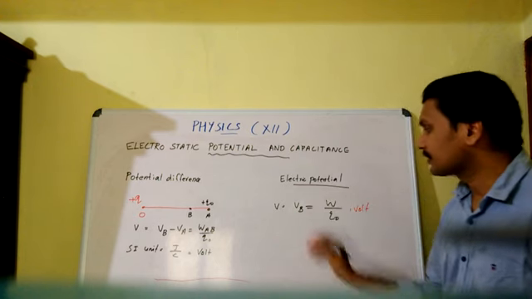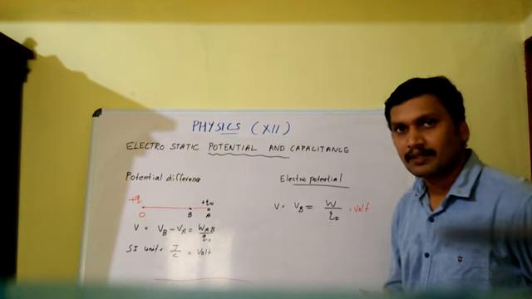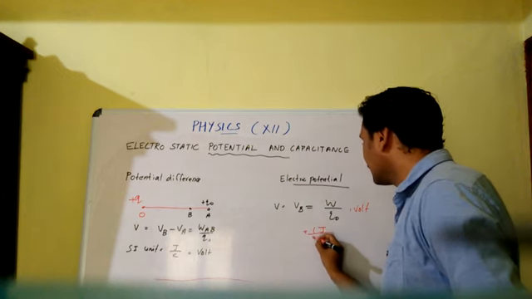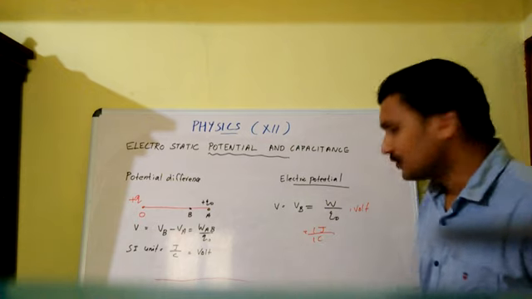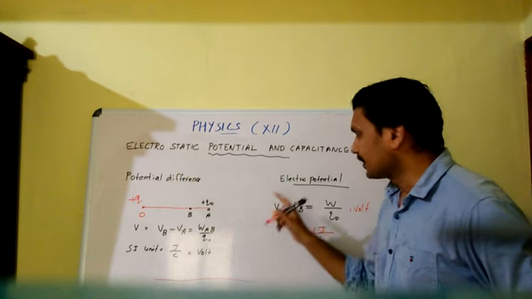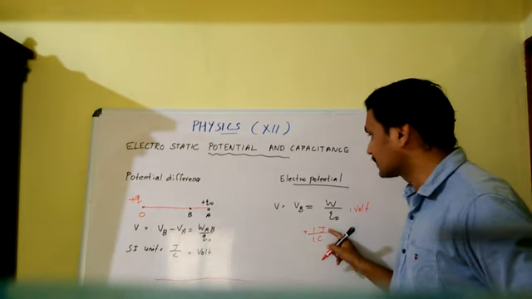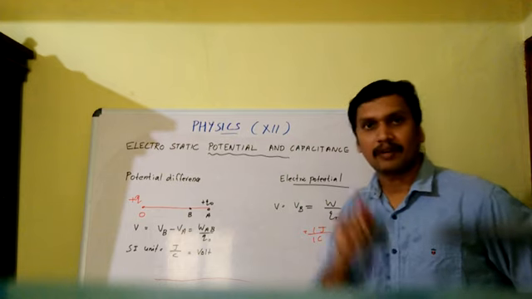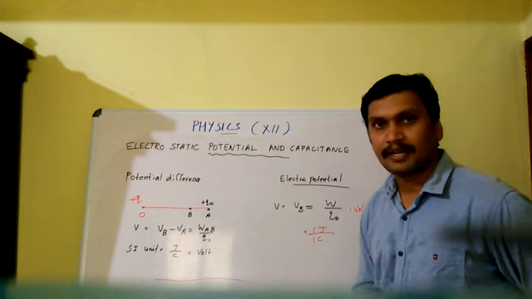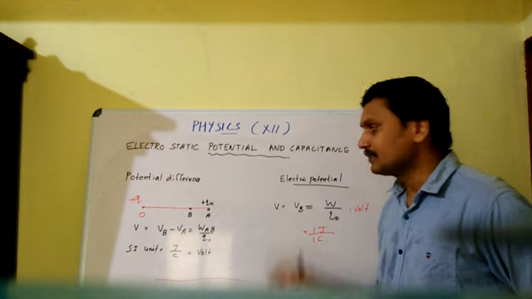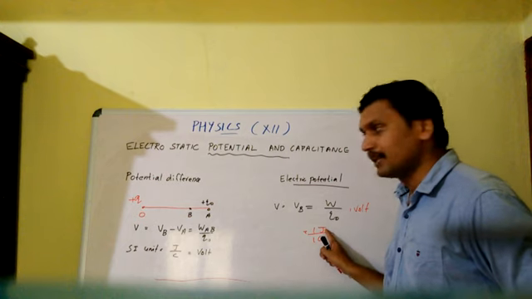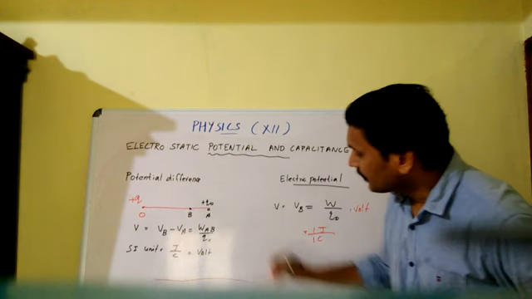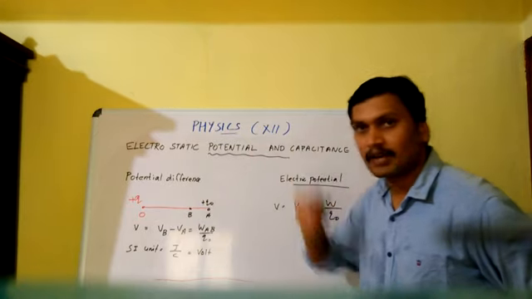When we say the potential at a point is 1 volt, it means the work done is 1 joule for bringing a charge of 1 coulomb from infinity to the given point. So 1 volt is the potential at a point if 1 joule of work is required to bring 1 coulomb of charge from infinity to the given point.